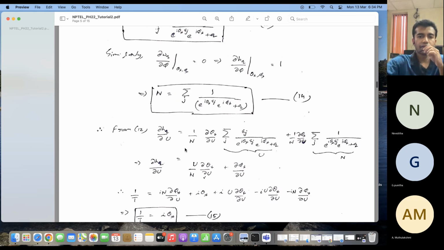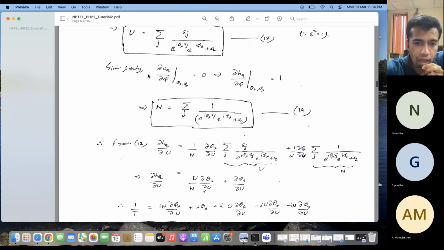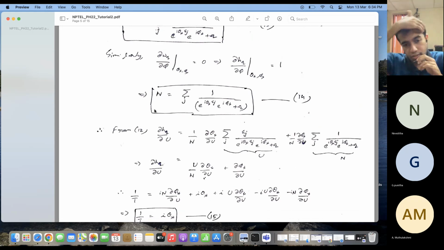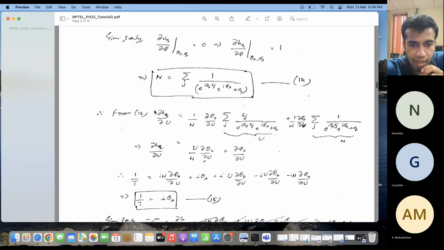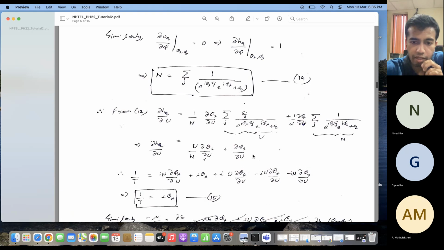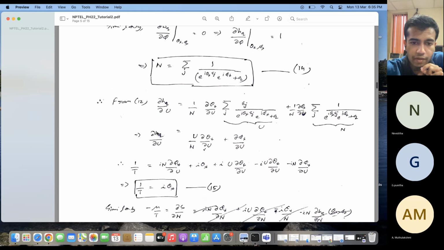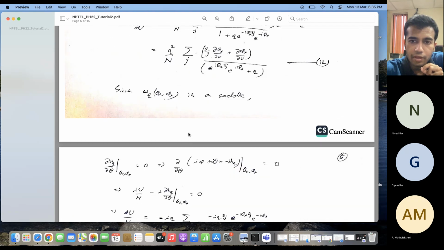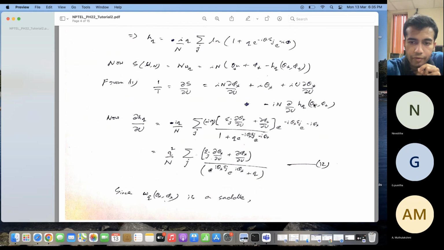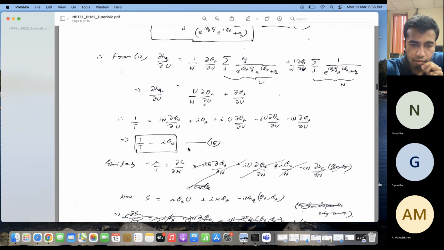So you see, after I calculate the value of u and n from the saddle point constraint of W_q, I can get a simple expression of del H_q by del u, which is equal to u by n del theta star del u plus del phi star del u. Now, if I substitute this expression into this equation over here, then what I get is this thing.